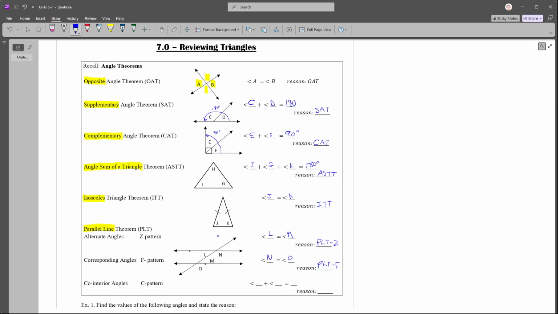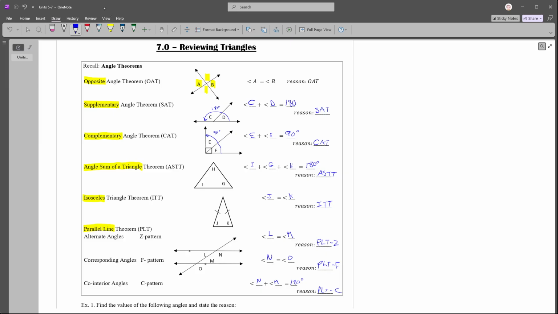And the last one is the C pattern. So we're looking for a C shape. In this case, we see a C shape right here. It's a little bit off kilter, but it is definitely a C. What it's telling us is that those two inside angles, angle N and angle M, will add up to be exactly 180 degrees. They don't match, they add up to 180 degrees. So angle N plus angle M is 180 degrees. This is the parallel line theorem, PLT-C. There's a whole lot of little rules in there that we have to remember.